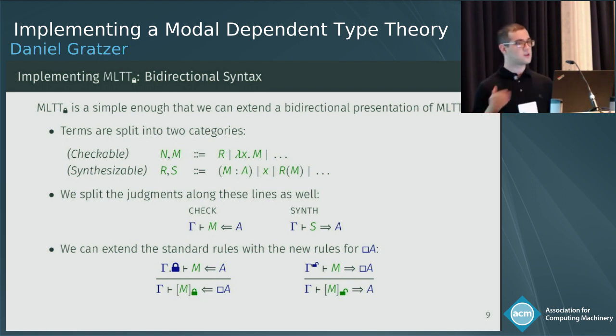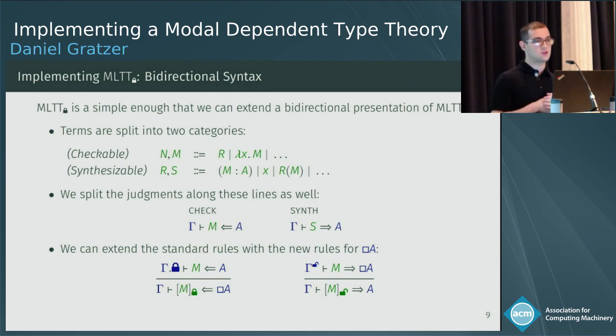The syntax looks fundamentally the same, and all of these other things. And so we can reuse the existing work on bidirectional syntaxes for MLTT. So we split our terms into two distinct categories, those that we check and those that we synthesize. We split our type checking judgment into the checking and synthesis phase.